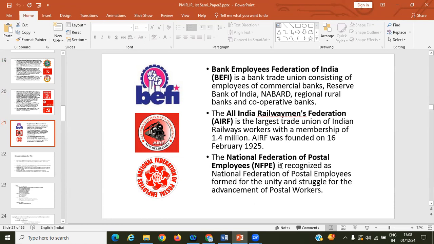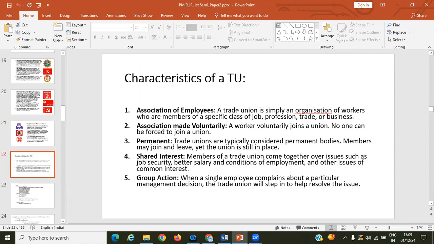So based on the skills, based on the industry, you can form the union. This is how trade union formation happens. This is what I was telling in the last class. When the trade union is forming, based on the skills, the industry, the nature of the job, you can form the union. And there are different characteristics we discussed. What are the different characteristics available in the trade union? Characteristics of trade union.